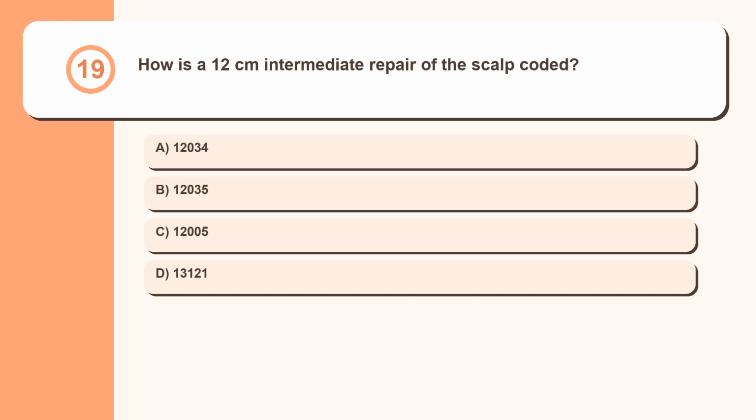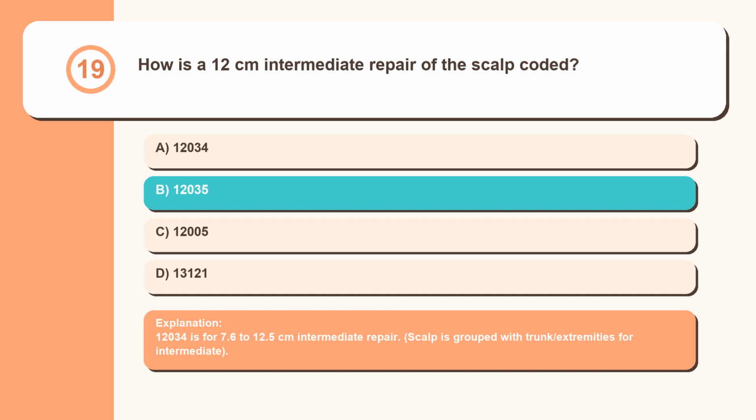Question 19. How is a 12 cm intermediate repair of the scalp coded? 12034, 12035, 12005, 13121. 12034 is for 7.6 to 12.5 cm intermediate repair. Scalp is grouped with trunk/extremities for intermediate.